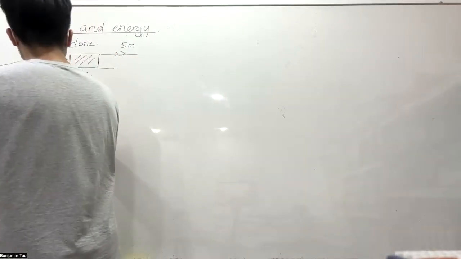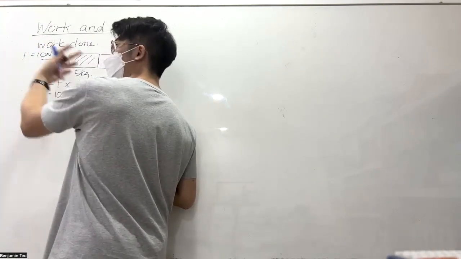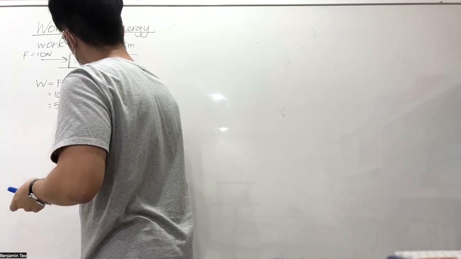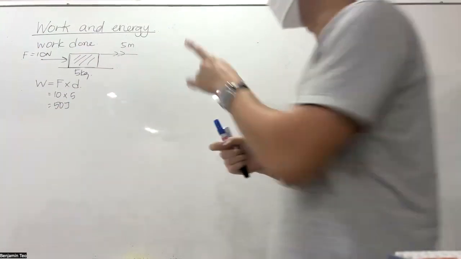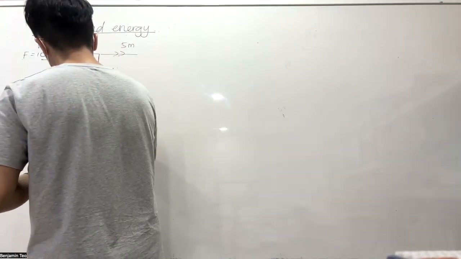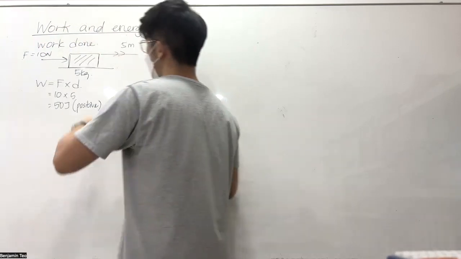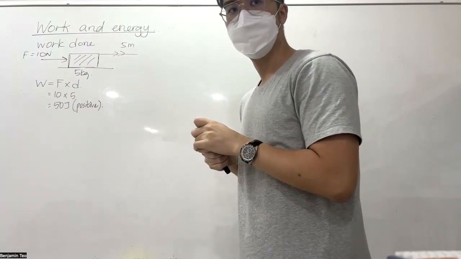So in this case, I can calculate how much work I have done since I'm the one applying the force. So 10 times 5, okay, 50 joules. 50 joules of work I've done. Now, this work done is a positive work done. Positive work done is when your force and the distance are in the same direction.